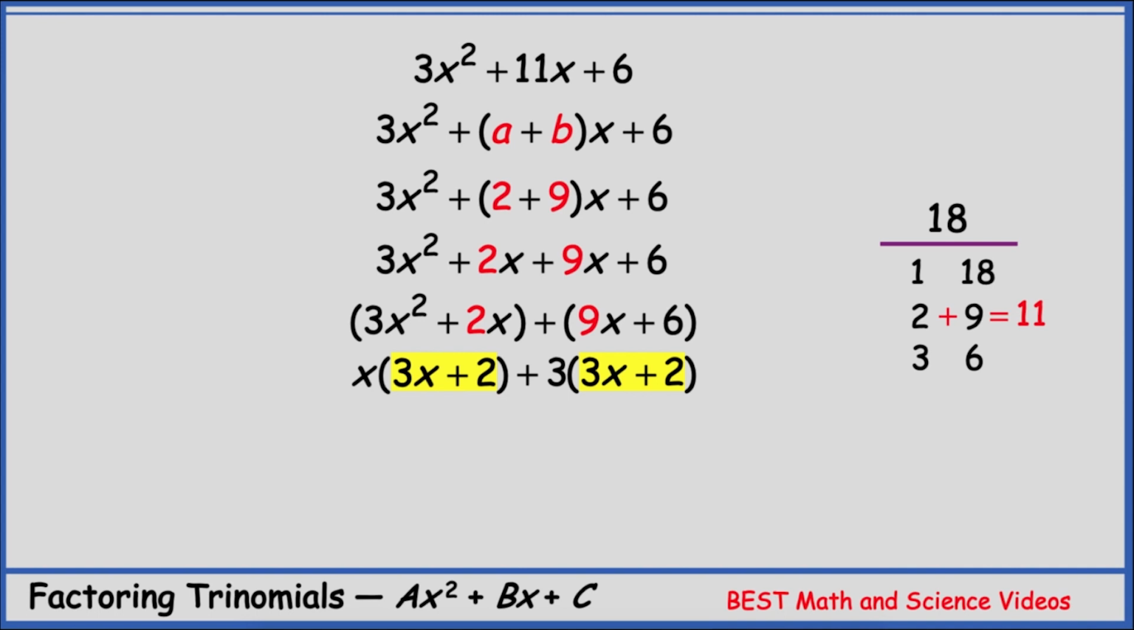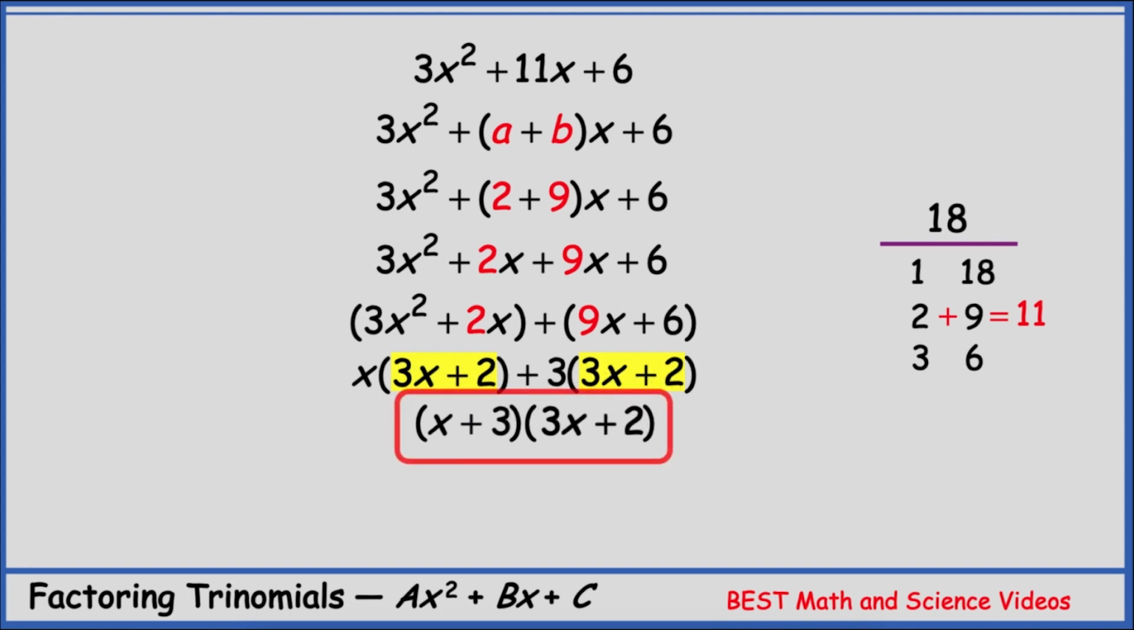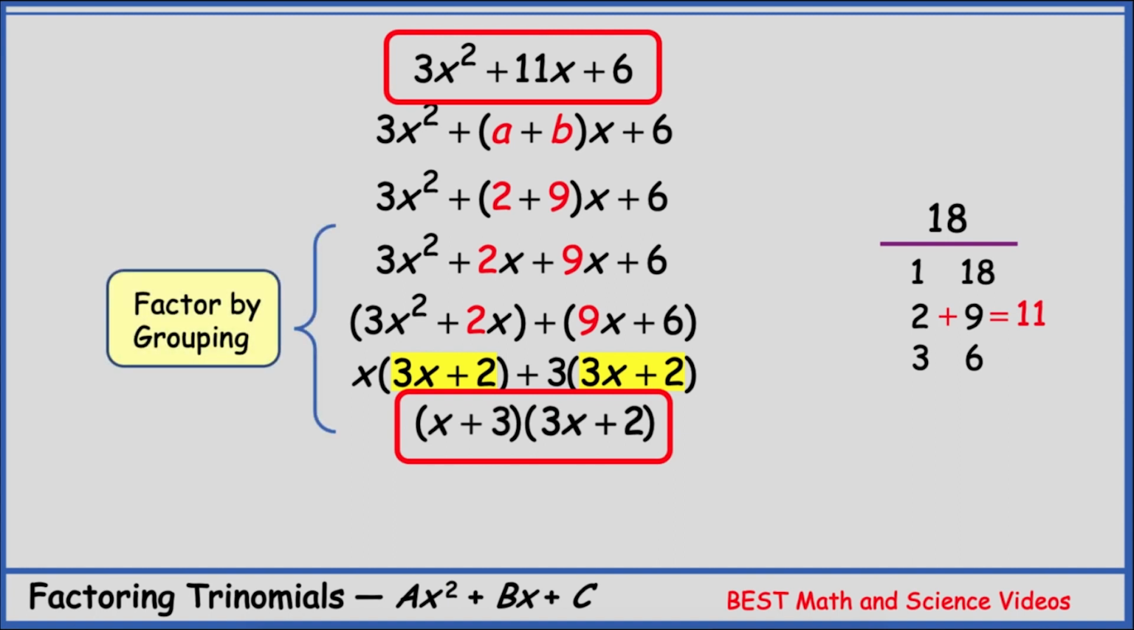This shows that you can use the distributive property in reverse. So the expression becomes x plus 3 times 3x plus 2. And this is the factored form of the expression 3x squared plus 11x plus 6. These last steps are called factoring by grouping. You might need to pause the video to look more carefully at these.